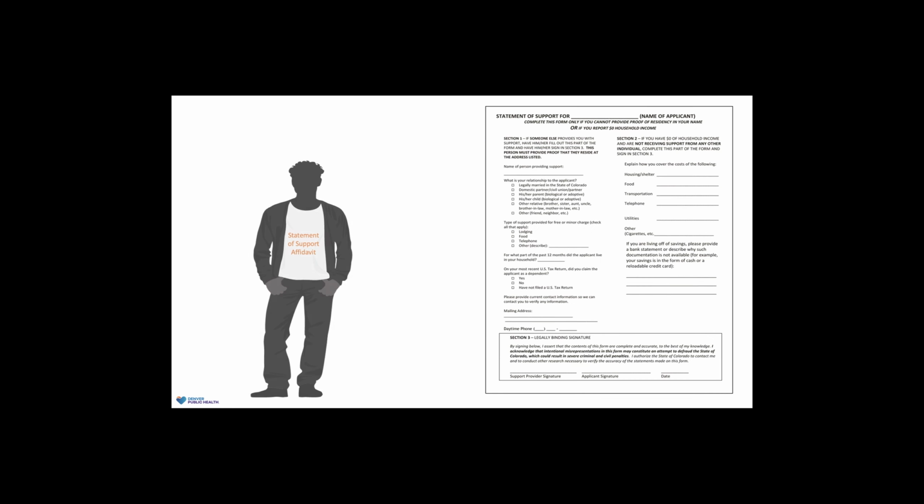The final page of the application is an affidavit or statement of support, and this is only needed if you cannot provide proof of residency in your name or if you report 0 household income. In that case, SDAP would like to know how you support yourself and who supports you. Both you and the person who supports you must sign the form, and the person who supports you must provide proof of domicile, such as a driver's license or one of the other documents mentioned earlier in this presentation.